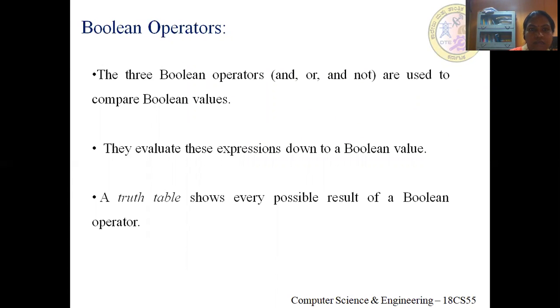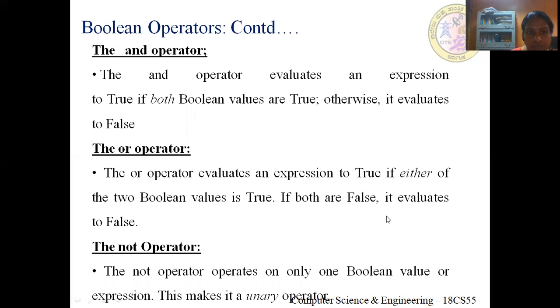So let's go to the next one, Boolean operators. Just now we have studied the comparison operators or the relational operators. So now we'll go to the Boolean operators. There are three Boolean operators: and, or, and not. These are used to compare Boolean values. They evaluate expressions down to Boolean values. So let's look at the truth table which shows every possible result of the Boolean operators.